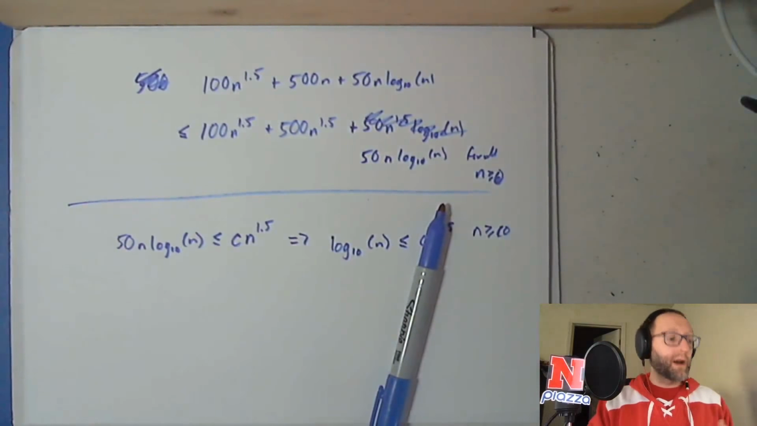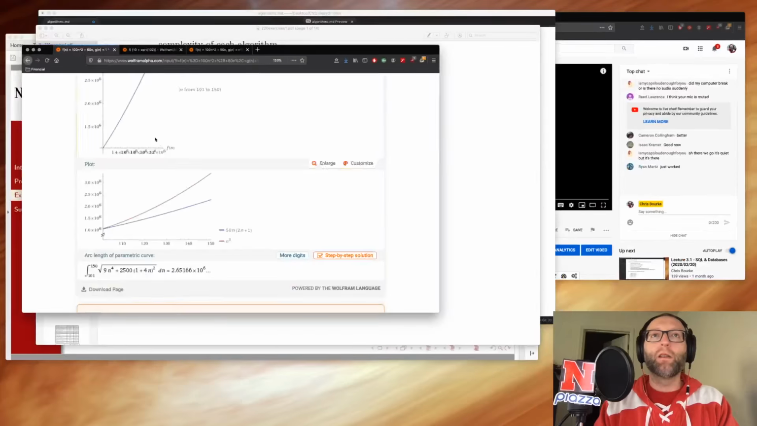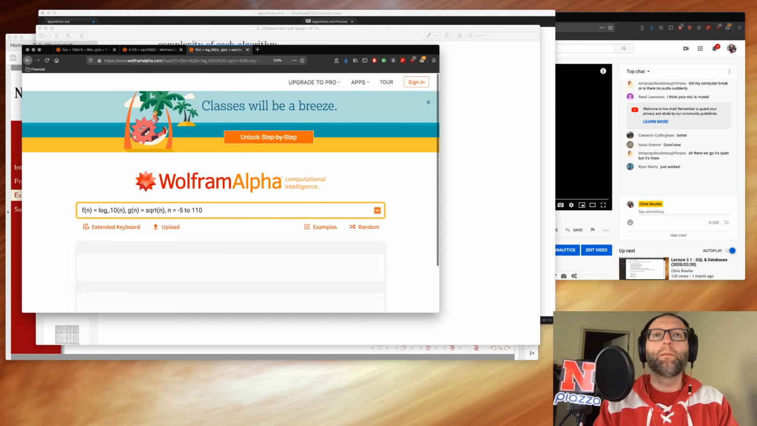Let's actually go back to Wolfram Alpha over here, and let's graph these out to see what it looks like. Let me go ahead and create a new one. So here we go. Log base 10 of n. There we go. And the other one was square root of n. There we go. And I'll just go 0 to, I don't know, 500. Let's look and see what it looks like.